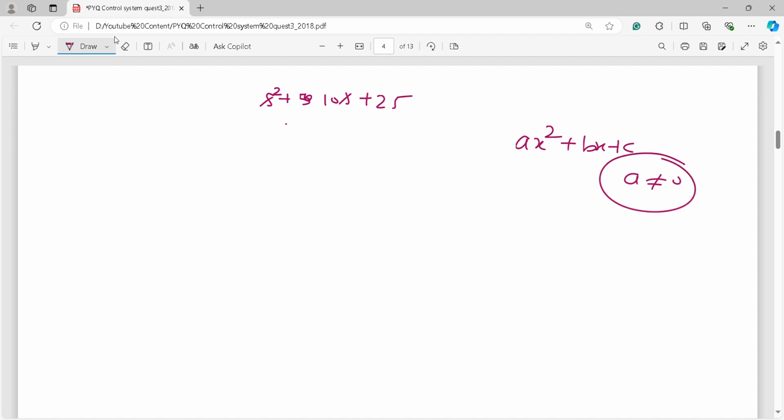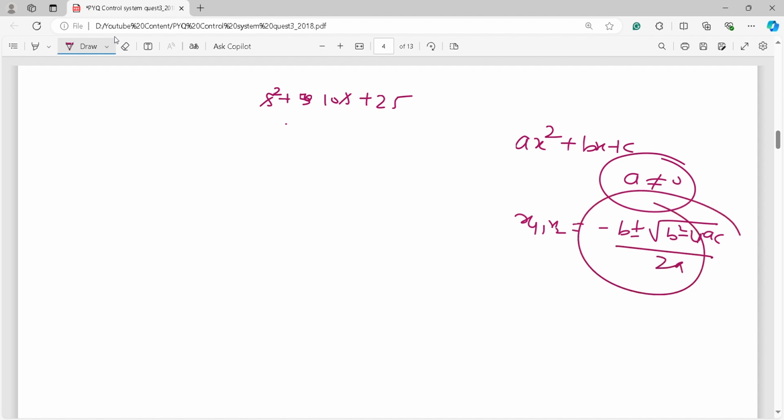So what are the roots for this equation? x1 and x2 equal minus b plus minus under root b square minus 4ac by 2a. So the same thing I am applying here. Here s square plus 10s plus 25, so minus b, 10, plus minus under root b square minus 4 into 25 by 2 into 1. This is my pole P1 and P2.